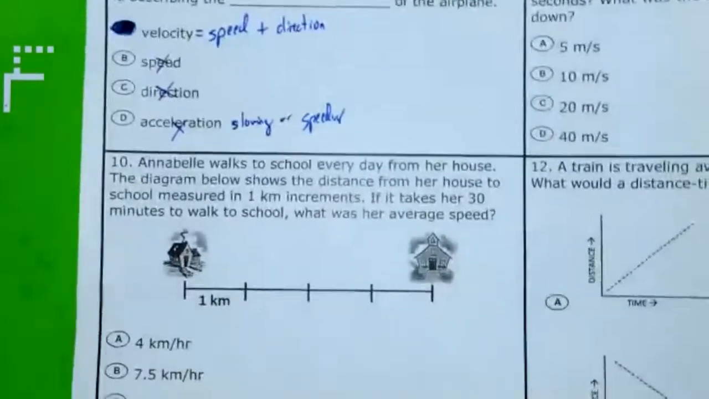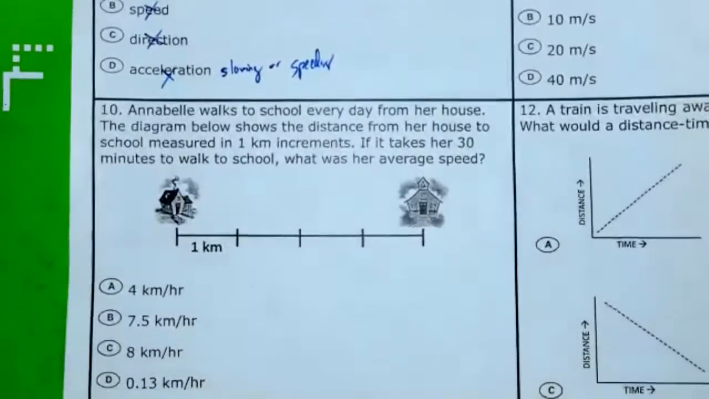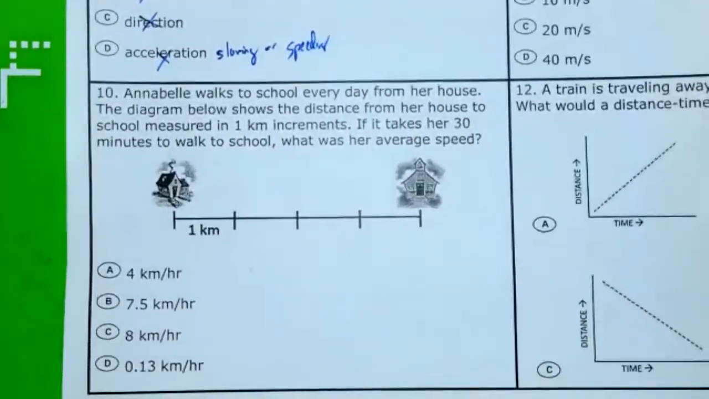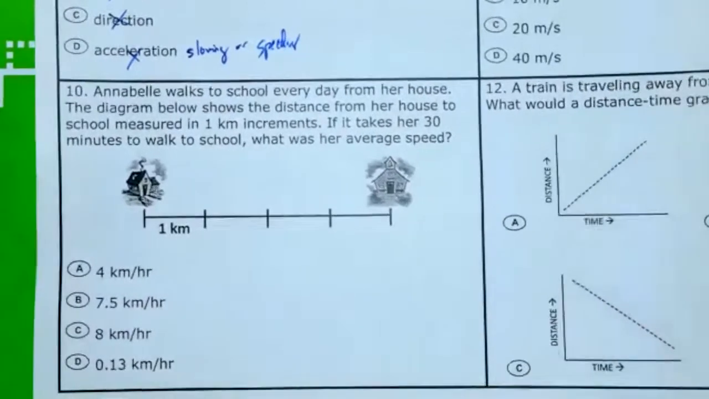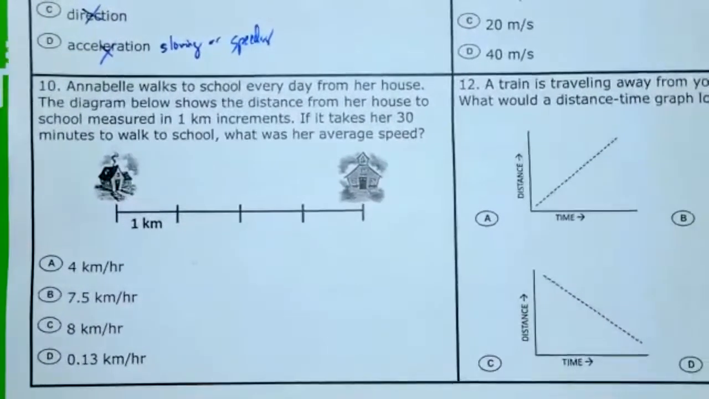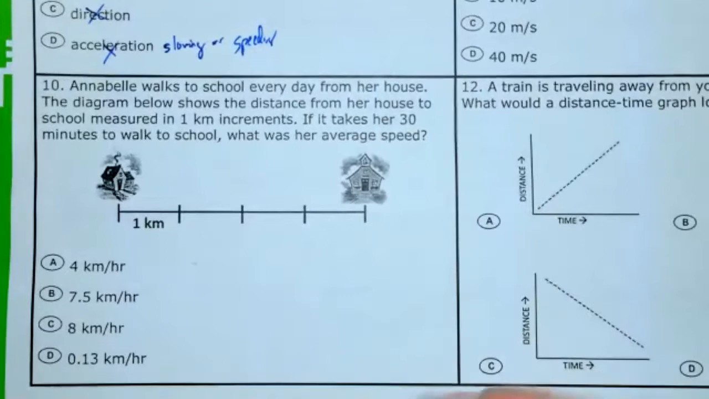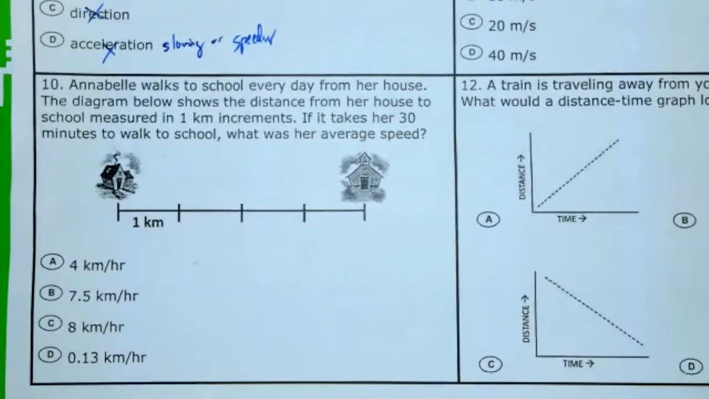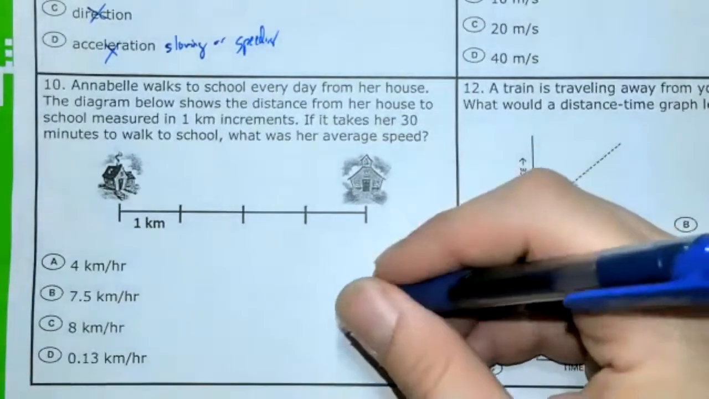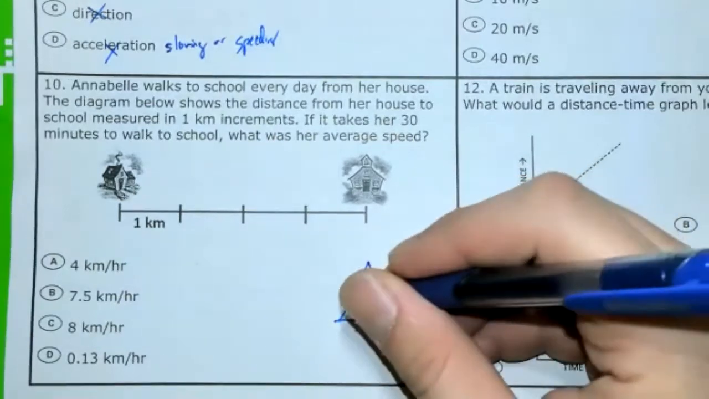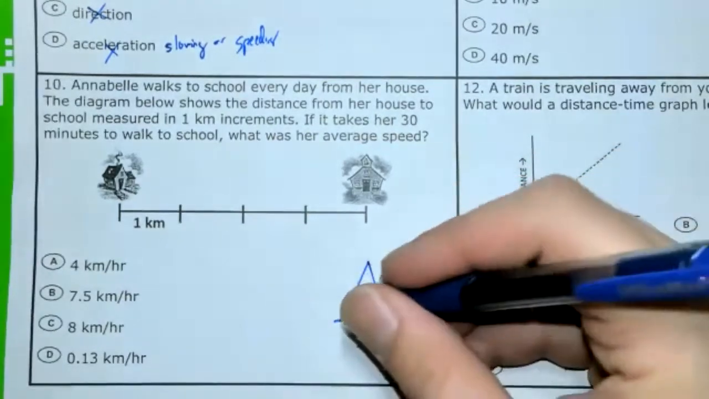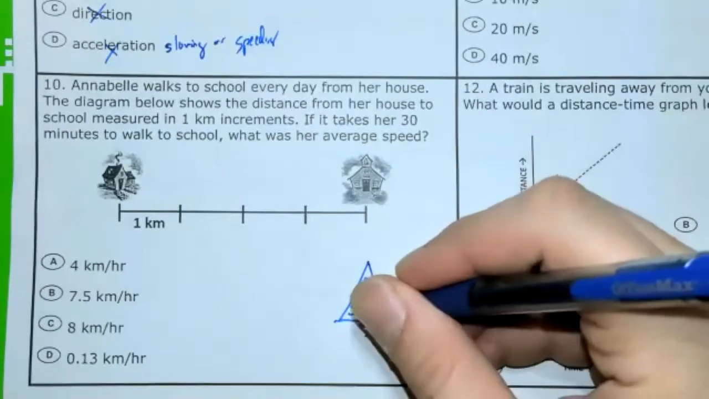Number 10. Annabelle walks to school every day from her house. The diagram below shows the distance from her house to the school measured in 1 kilometer increments. If it takes her 30 minutes to walk to school, what was her average speed? Well, first thing, right off the bat, go ahead and make your speed, distance, time triangle. Speed, distance, time.